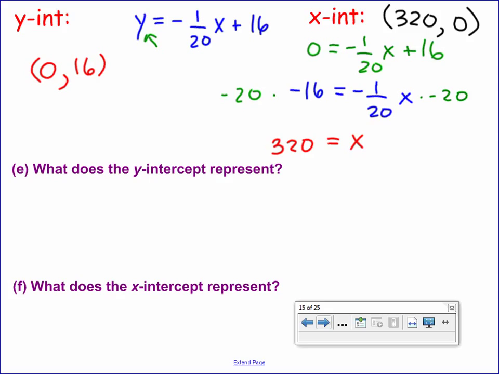Let's go ahead and interpret those in context. My y-intercept is the value of y when the x-quantity is 0. So when 0 miles are driven, there's 16 gallons in the tank. We could say 16 gallons remain when 0 miles are driven.